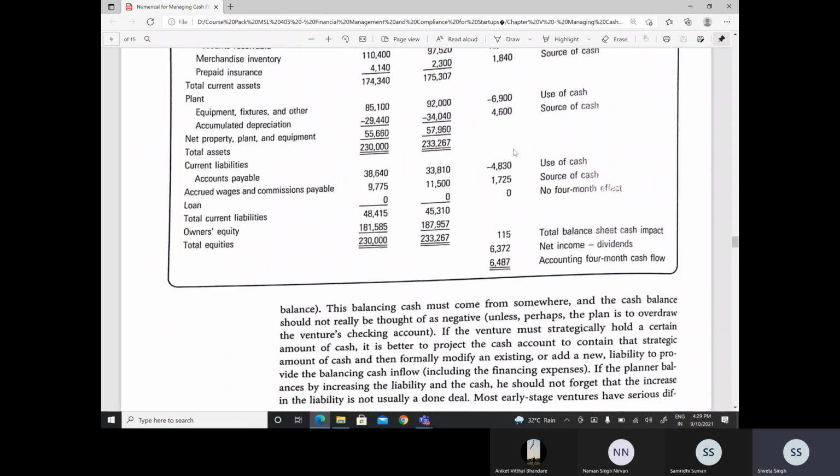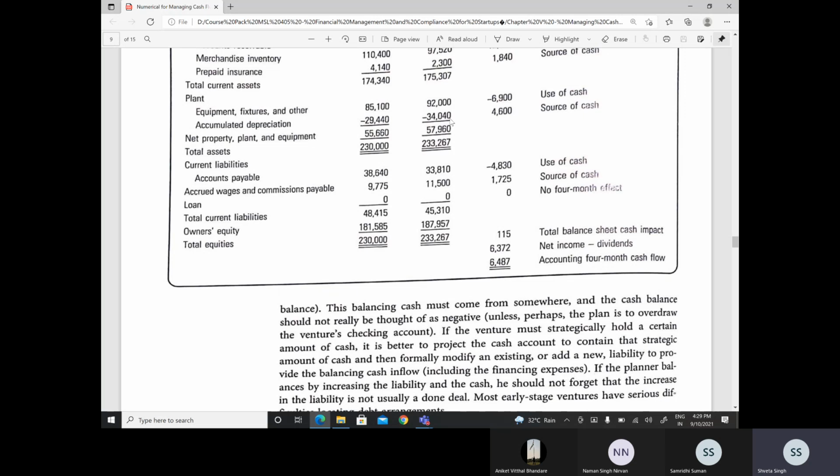Then when you look at the fixed assets, then they have actually increased by 6,900, which shows that we have bought that truck. So this is the use of cash. Then when we look at accumulated depreciation, that has also increased. Now depreciation is a source of cash because we are actually not paying anyone.